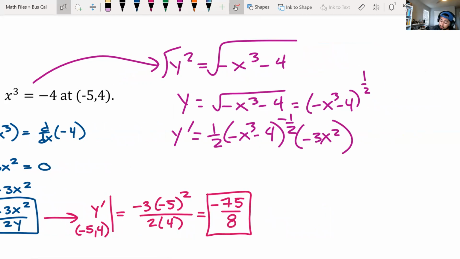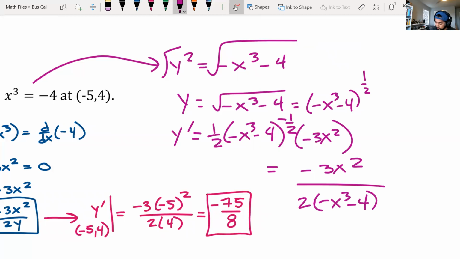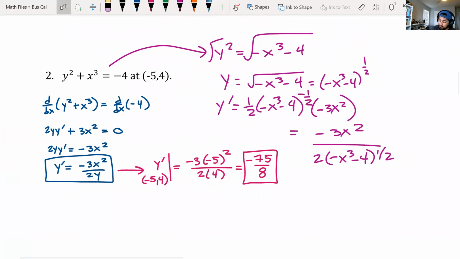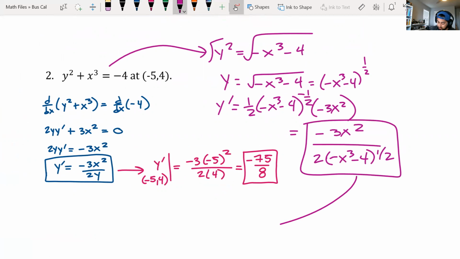Is this looking complicated already? Yeah. Because then next, your final answer would be negative 3x squared over 2 times (negative x cubed minus 4) to the 1/2. And believe it or not, this derivative and this derivative are exactly the same.